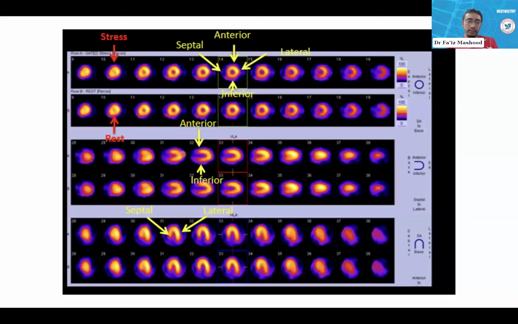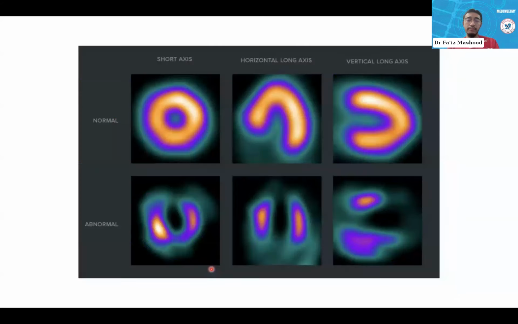Whereas in a vertical long axis, they can assess anterior and inferior wall. And in horizontal long axis, they can assess septal and lateral wall. Okay, this is a general idea how we interpret SPECT scan. Of course, I'm not going to go into details. I just go through it briefly, right?